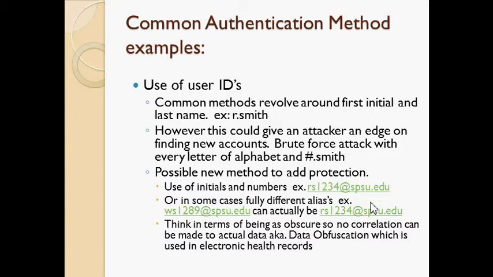Another way to mask this user ID could be the use of initials and numbers, where you would use the first initial, last initial, and then a set of numbers. That's a little bit more obscure than just R. Smith. In some places, they might even have a totally different alias, where instead of using the RS1234 example, as I have there, they might use a different letter and number scheme entirely that would be representative of the RS1234. This is along the lines of data obfuscation. This is used in electronic health records to try and mask and cover up the records a little more in depth.